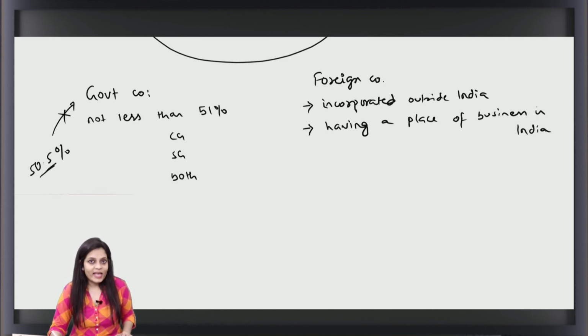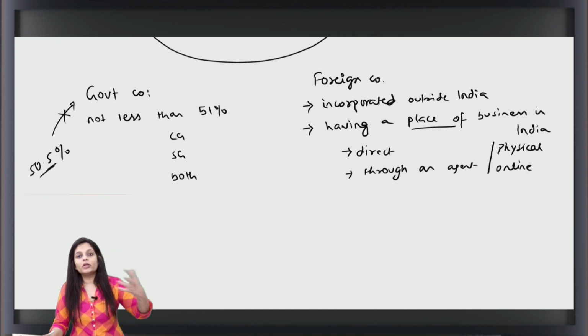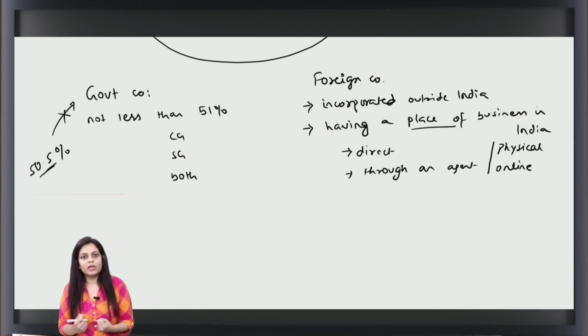Now when we say having a place of business in India, this can be either directly, that is in person, or through an agent. And then again it can be either physical or online. They can have a physical store here, or instead of a store, you can order goods online and they would send them here. So here also they are earning revenue from us, so yes, they are accountable to us. This is what we mean by a foreign company.